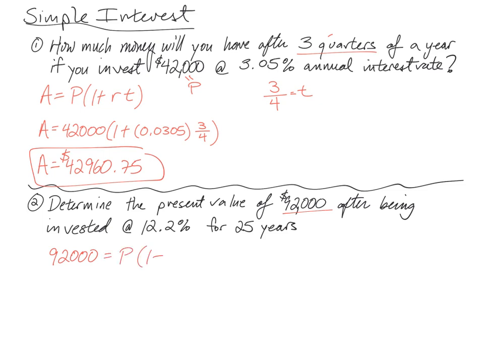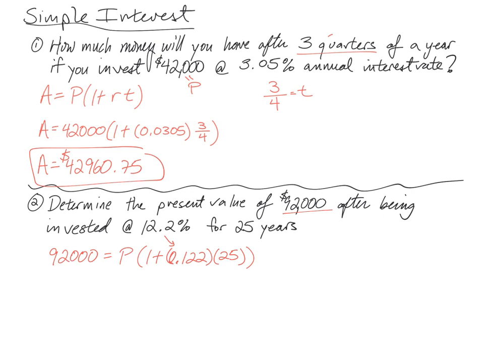We do know this is 1 plus R, which is 0.122, right? That's this as a decimal, times 25 years. We don't even have to convert this one. That makes my heart so happy. We don't have to convert this one. It's 25 years.